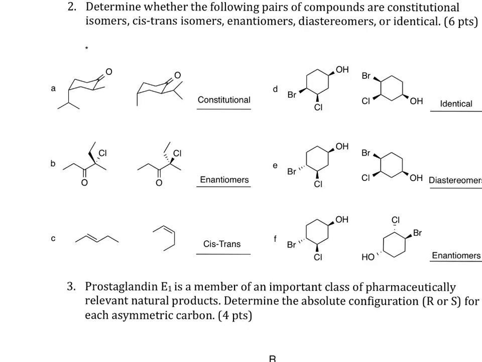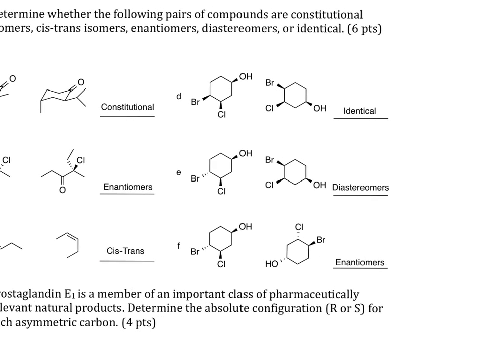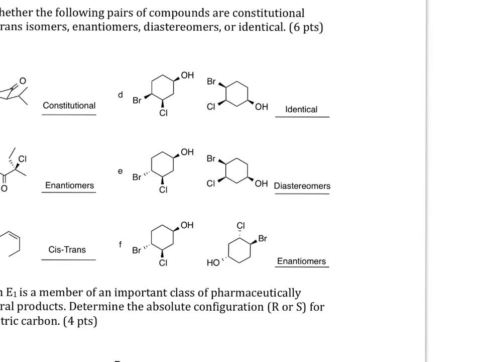Bottom one here, no asymmetric centers, so no sp3 with 4 different things. So it could either be identical or it could be cis-trans. And this is a trans or an E alkene. This is a Z alkene, so it's cis-trans isomers. So D through E is kind of a tricky one.